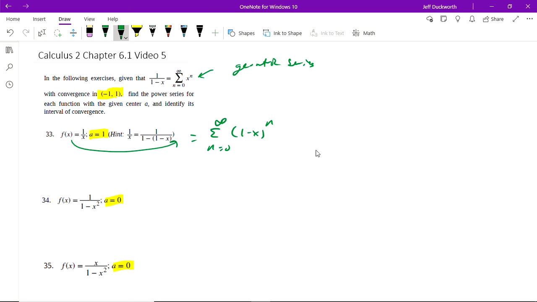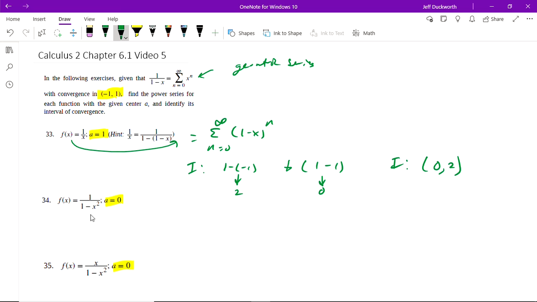To find the interval of convergence, we take 1 minus a -1, and we take 1 minus 1. And so what we get here, this one goes to 2 and this one goes to 0. So our interval of convergence goes from 0 to 2 instead of -1 to 1. Let's take a look at 34.